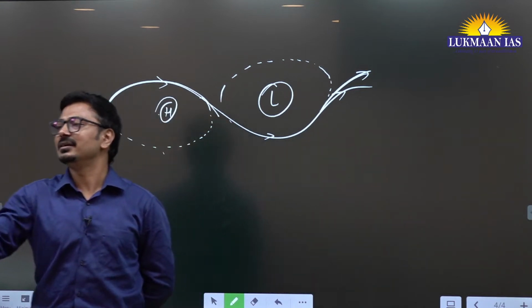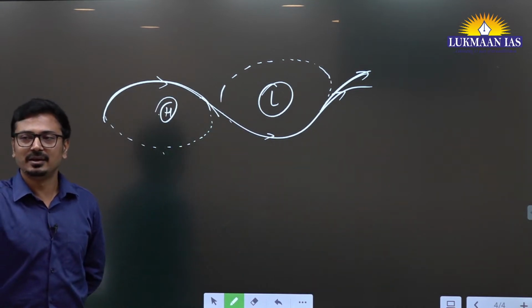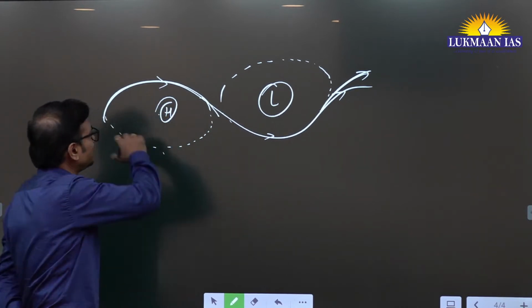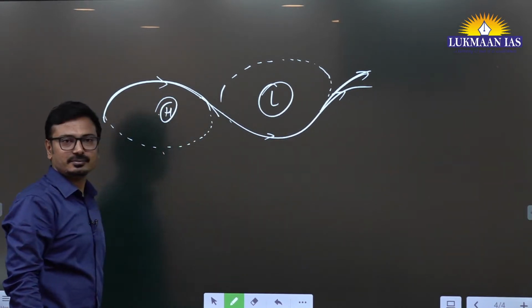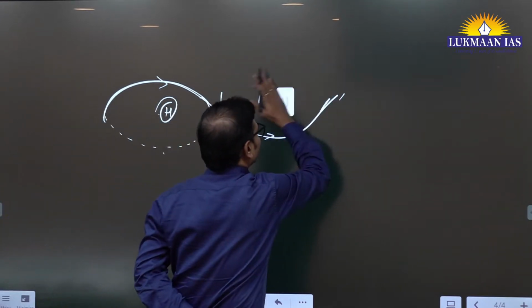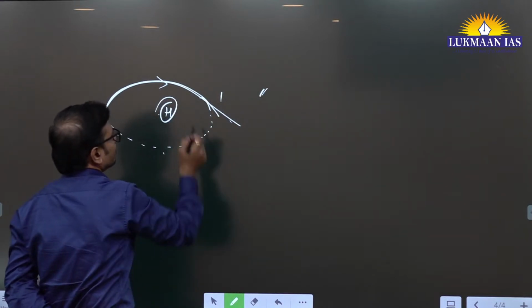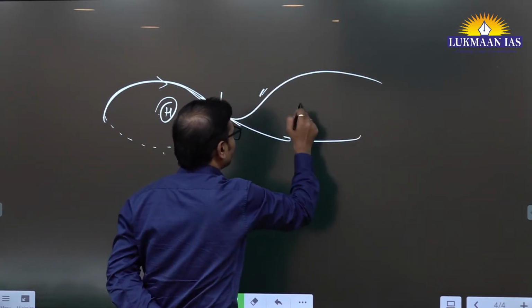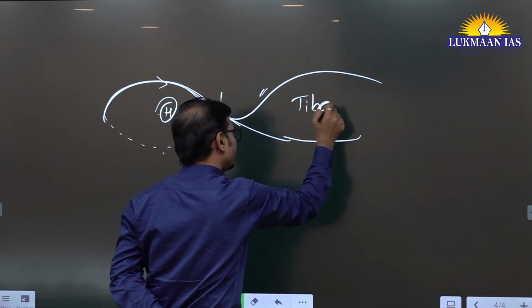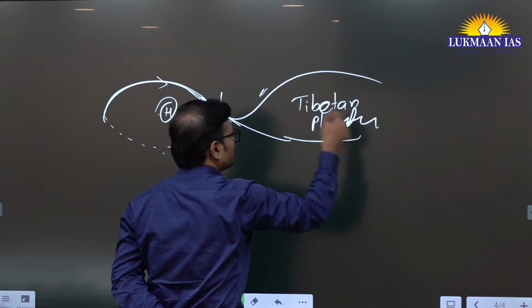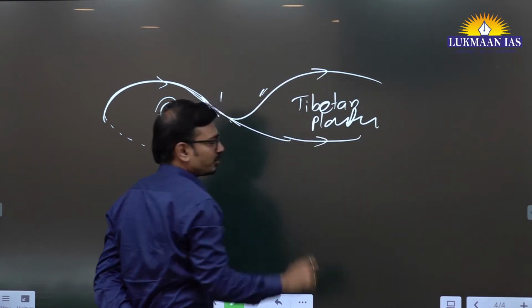The major reason is this one. What is that? The location of the jet stream above the Peshawar region is like this. I will tell you how it looks. The location is like this, and it is bifurcated because of the Tibetan Plateau, into a southern branch and a northern branch of this subtropical jet stream.